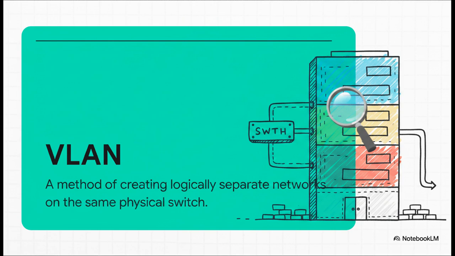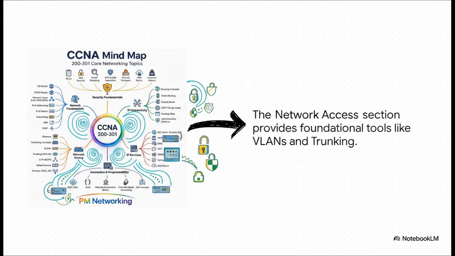Think of it like this. You have one giant office building with all the same network wiring. A VLAN lets you create separate, totally secure floors for different departments. Sales on one, engineering on another, HR on a third. It's all about creating digital organization. And if we look back at our blueprint, you can see exactly where this fits in. Right there, under network access, you've got VLANs and trunking. See? We're not just grabbing ideas out of thin air, we're following a proven, structured plan.